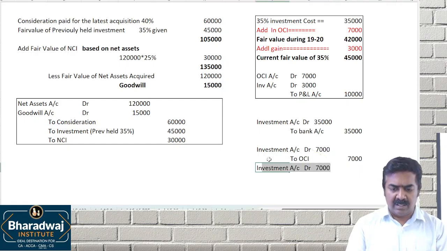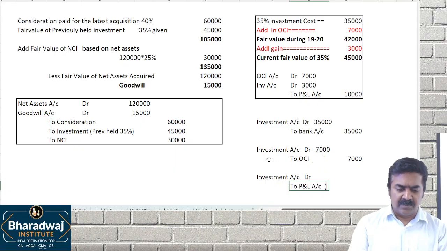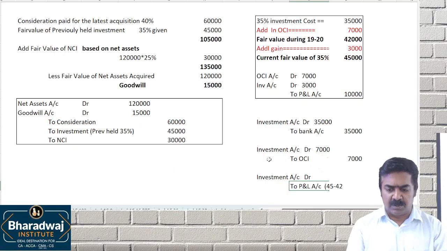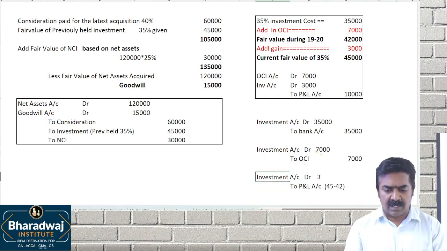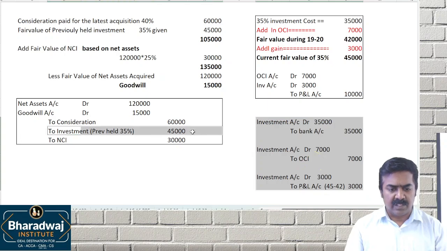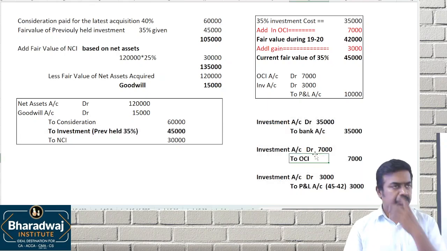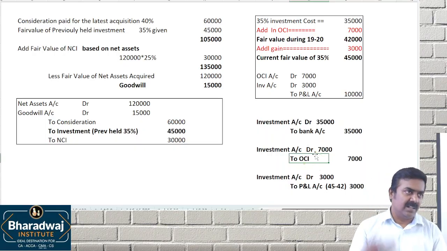Now investment account debit to P&L account. What is the extra value? Investment account debit to P&L account. And the difference between 45,000 and 42,000 we recognize. How much do we recognize? 3,000 we recognize. Add this and see, automatically the total is 45. 3,000 OCI.